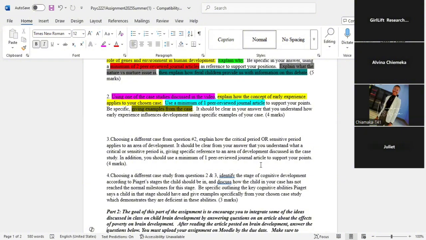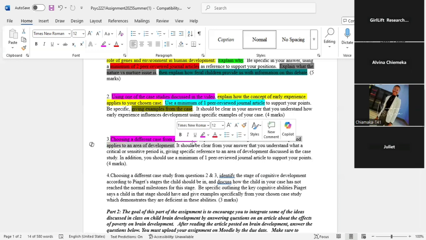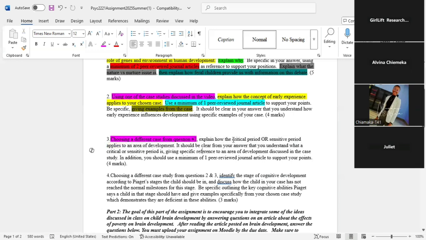Okay, so the first thing I'm seeing here is that you have to use a different case study. So you can highlight that. You can't use the same case study that you used in question 2. Okay, that's noted. Then you have to use the case study you choose to explain how critical period and sensitive period applies to an area of development. So you can highlight that too, please. The critical or sensitive period, yes, exactly.